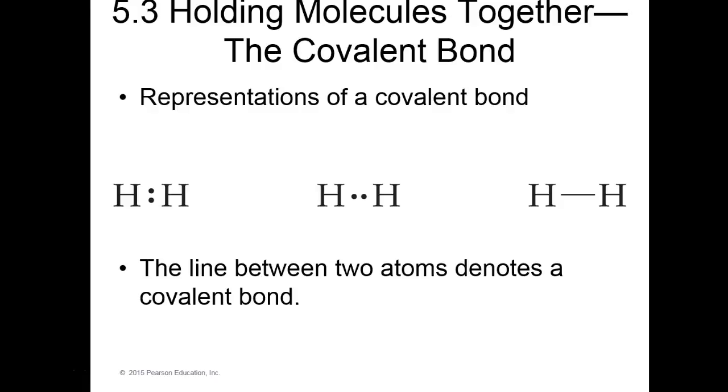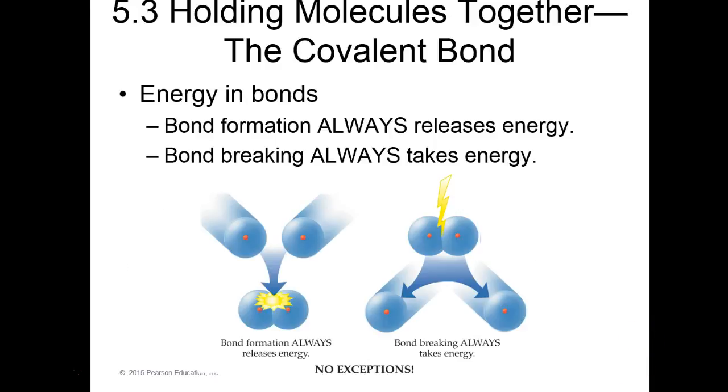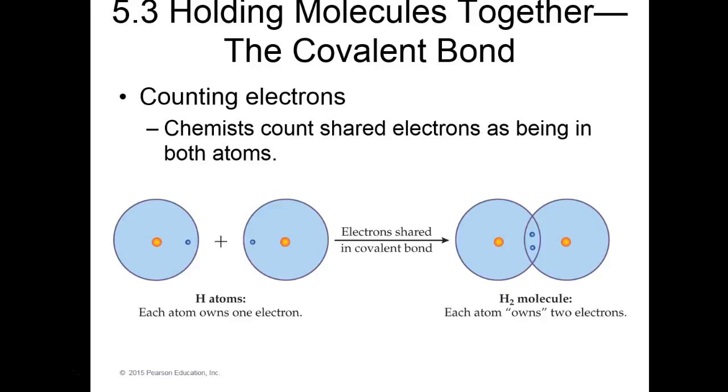So here are some representations of a covalent bond using hydrogen. The line between two atoms denotes a covalent bond. When we look at the energy of these bonds, bond formation releases energy and bond breaking takes energy. It takes a lot of energy to take a salt molecule and pull it apart, but it's really easy to get them to stick together.